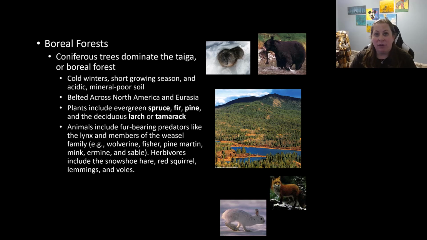Plants include a lot of evergreens, so those gymnosperms that we learned about. Things like spruce, fir, pine trees. There are a few deciduous breed of plants, but not that many. Animals include any of these fur-bearing predators like the lynx, lots of different members of the weasel family. Herbivores are going to include things like the snowshoe hare, red squirrels, lemmings, and voles. All right, so you have a lot of different variety here in the boreal forest.